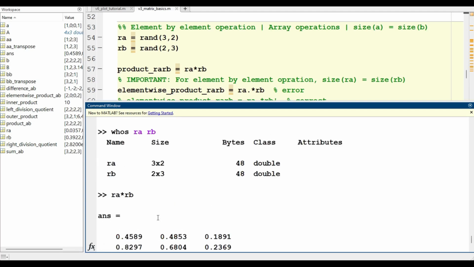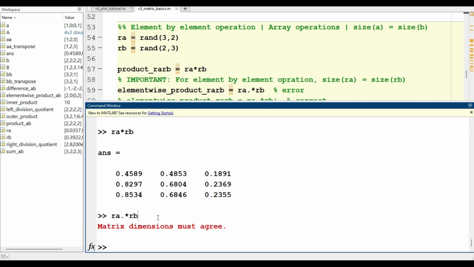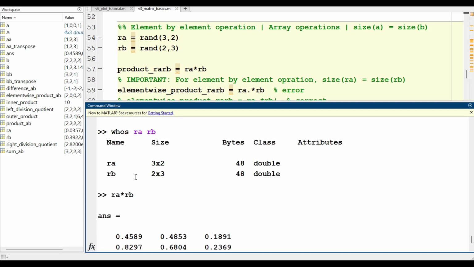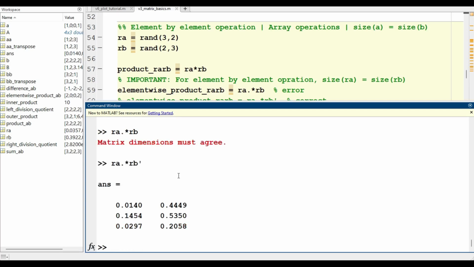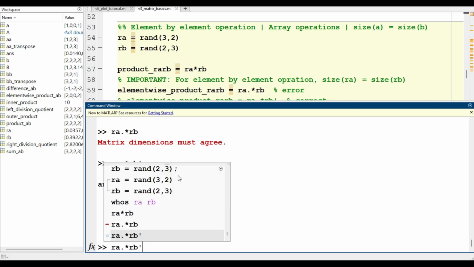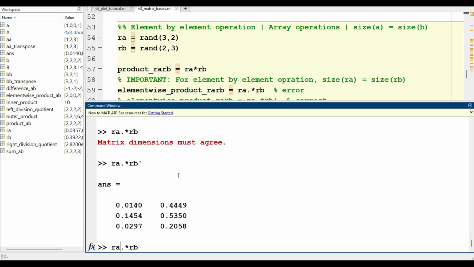So what we have to do is change the size, and for that, if we take the transpose of RB, then it will become 3 cross 2, so the size will become the same. Now again writing the same command, but in this case I will use RB transpose and it should work. So we can see that the multiplication is working. The opposite will also be true, that is, if we take the transpose of RA and then multiply it with RB, this will also work.